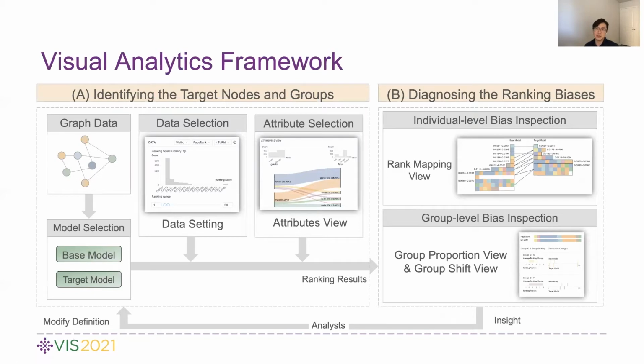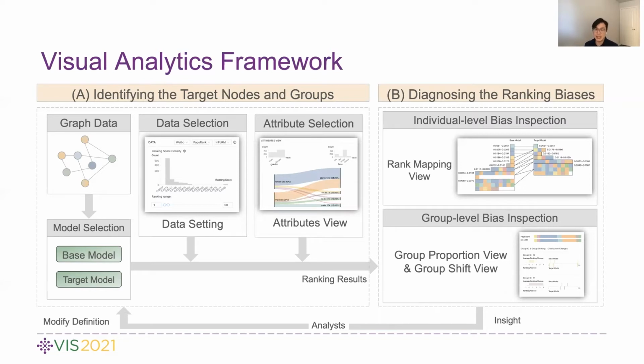Our framework consists of two stages: A, the identification of graph nodes and groups stage, and B, the diagnosis of biases in ranking results stage. In stage A, the analyst can select the base model and the target model to be inspected, where the target model is usually the model with fairness rules applied, and the base model is selected as a reference to facilitate result comparison. The ranking results will be generated after model selection, and the analyst can then define a collection of nodes, which could be the top K nodes or nodes with similar ranking scores, and then define a group based on selected attributes. The selected nodes and attributes, together with ranking results, are then formed for bias diagnosis.